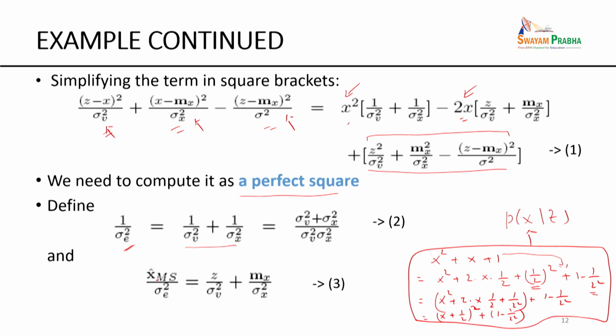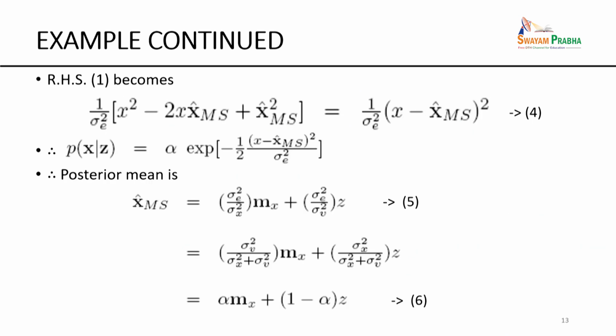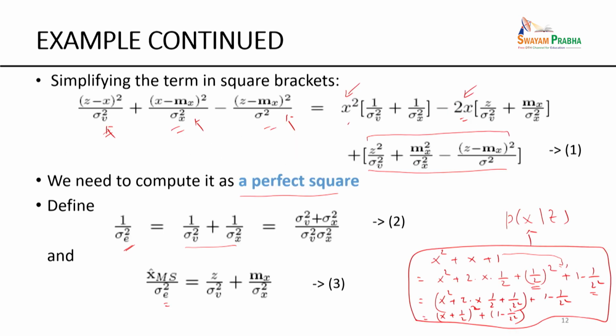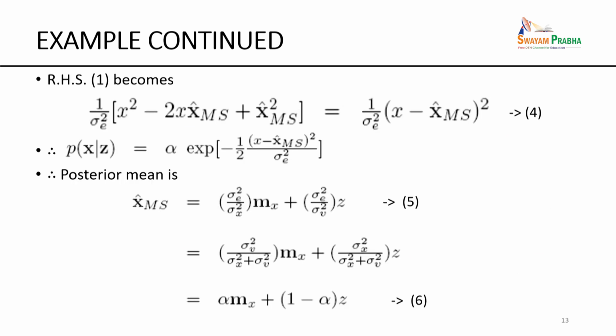I am going to define a new quantity x hat ms divided by sigma square e, which is equal to z by sigma square v plus mx by sigma square x. If I define these two, the right hand side of 1 now can be expressed as a perfect square, which is 1 over sigma square e times x square minus 2x x hat ms plus x hat ms square, and that is equal to 1 over sigma square e times (x minus x hat ms) whole square.